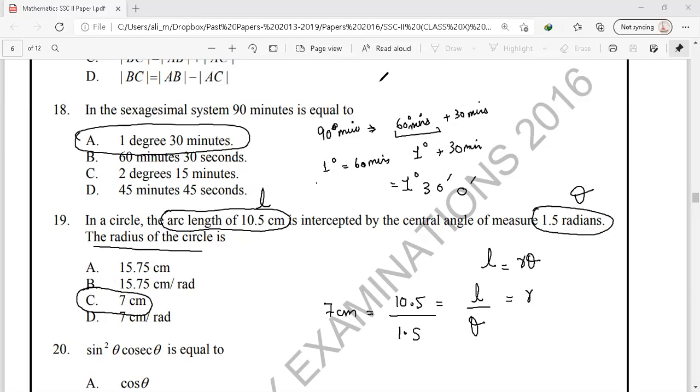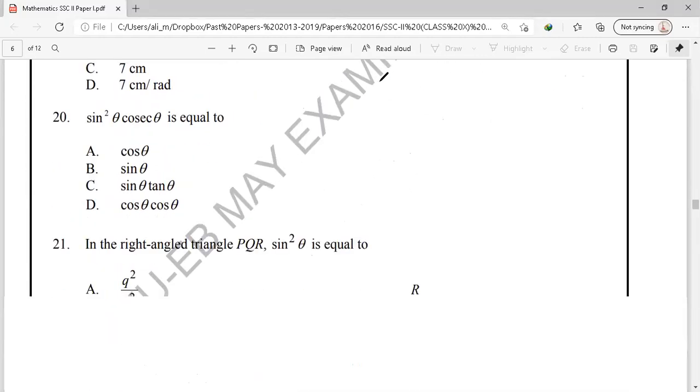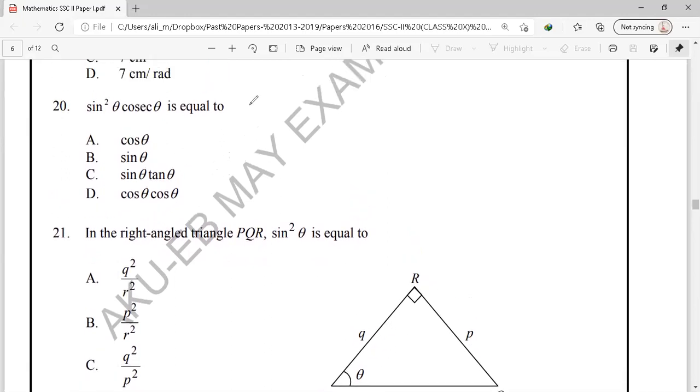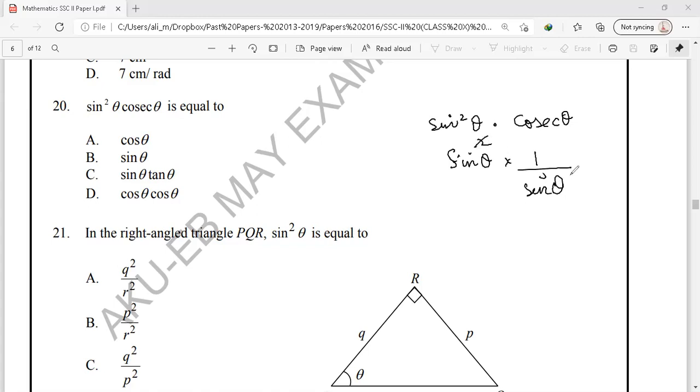So let's move to the next question, that is question number 20 and 21. For question number 20, we have to simplify this expression in which we have sine square theta multiplied by cosec theta. We know that cosec theta is equal to 1 over sine theta. So sine square and sine theta cancel out with each other, and we get sine theta as the result. So for question 20, the correct option is option B, sine theta.